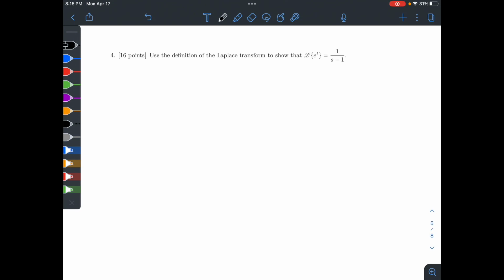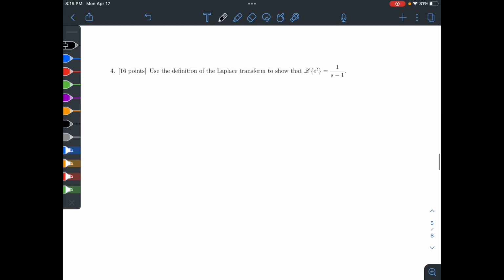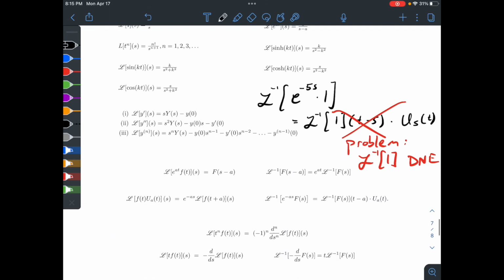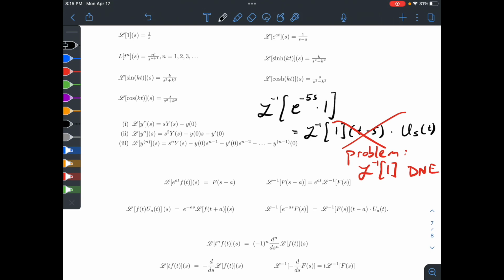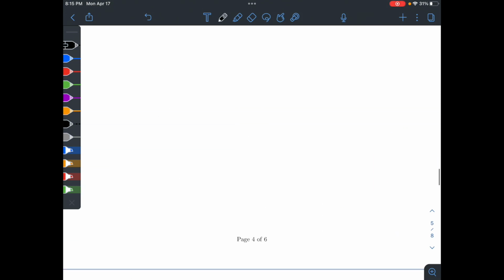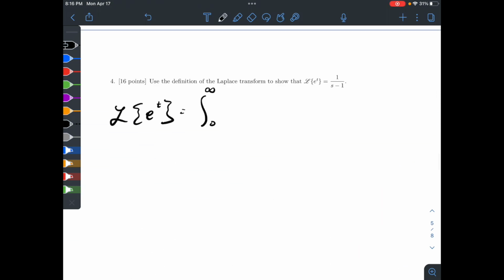Okay, using the definition of the Laplace transform to show that this formula in the table is true. So the Laplace transform of e to the t, by definition, you should know this definition because this is not on the giant formula sheet. This is the definition of the Laplace transform. I think it is important enough that it's the one formula that you need to just know coming into this.